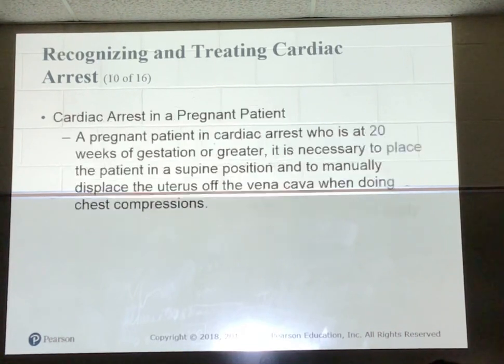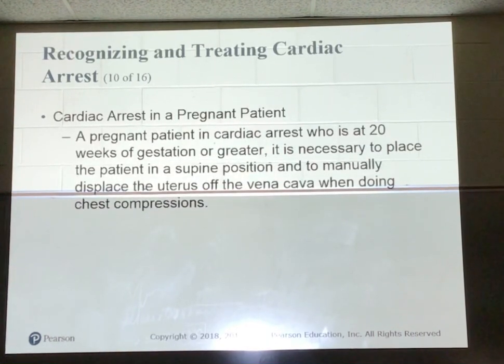Minimize interruption of compressions. For a pregnant patient in cardiac arrest who is at 20 weeks of gestation or greater, it is necessary to place the patient in a supine position and to manually displace the uterus off the vena cava when doing chest compressions. All right, the baby's pressing down on the vena cava. You're doing chest compressions. That blood is going nowhere.